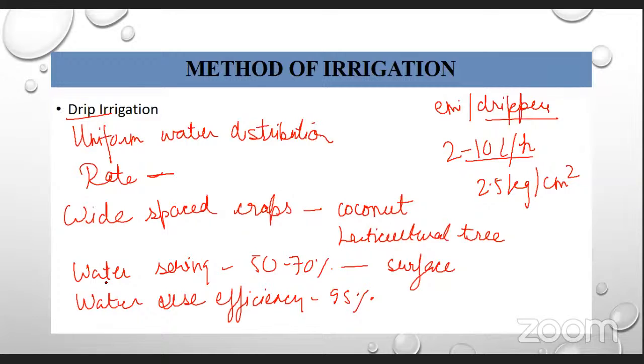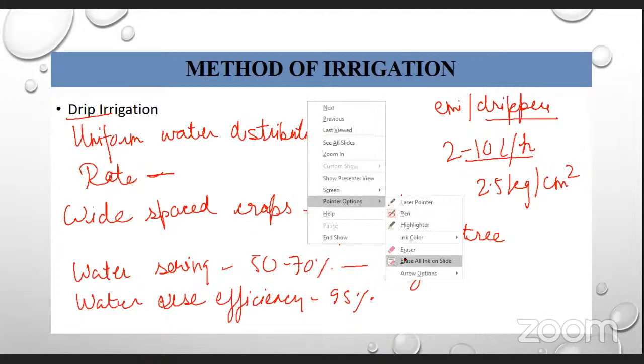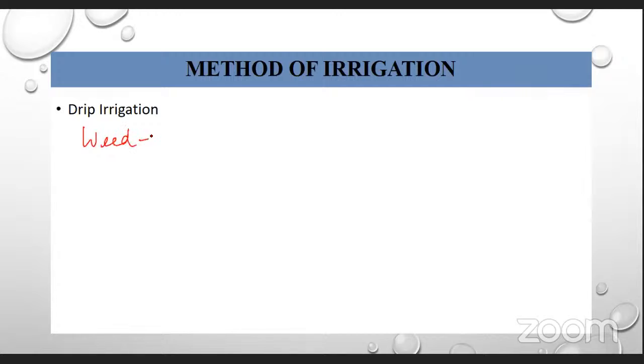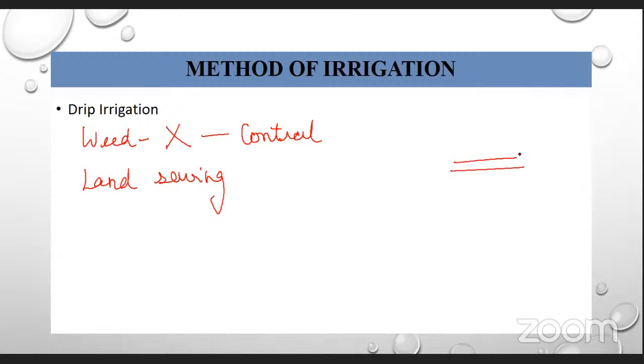Now, this drip irrigation is also very important in controlling the weed, since the weed seeds or the weed propagules are not getting enough water. So drip irrigation is also beneficial to control the weed. But over here, land saving is also one major factor because we are using the pipes. For making the channels or the ridges we are not using that land, so the land saving is also there in the drip irrigation.